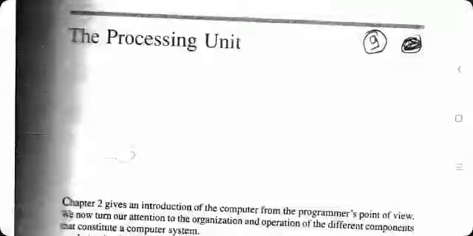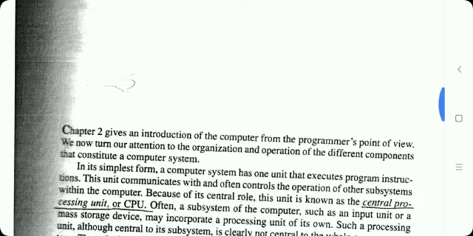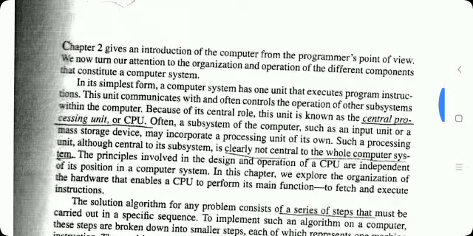Next topic is the processing unit. As we know, to do the processing in the computer system, one of the most important parts is called the central processing unit, which processes all the information and performs all the tasks that are important for the computer. The central processing unit is called the brain of the computer, because most of the tasks are done in the central processing unit.